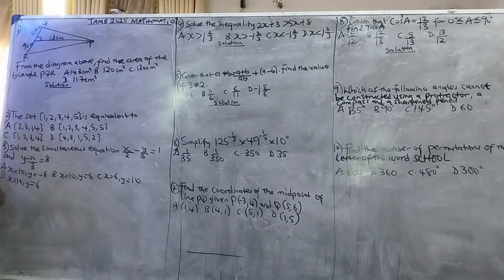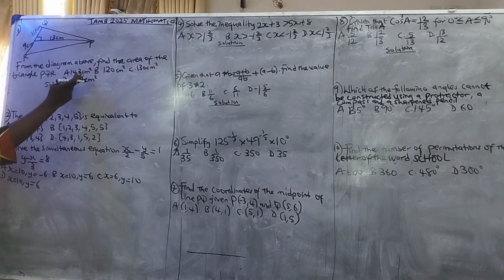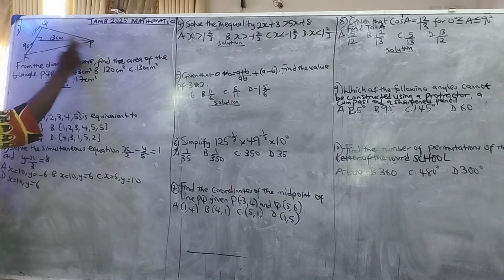Okay, hello everyone. So we are going to be running through JAMB 2025 Mathematics JAMB past question. So we have the first question here, number 1. From the diagram above, find the area of the triangle PQR.